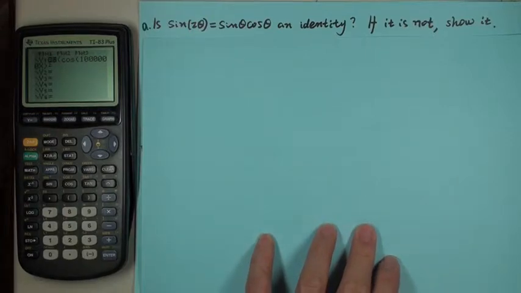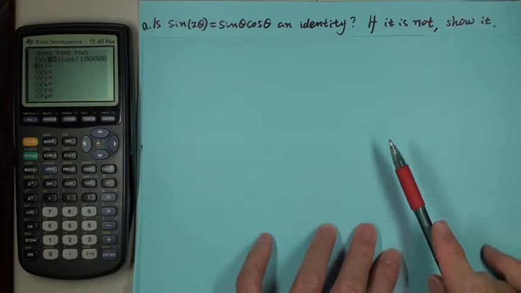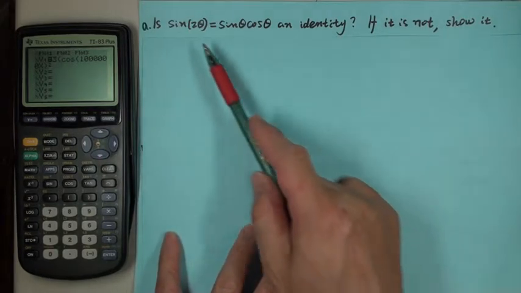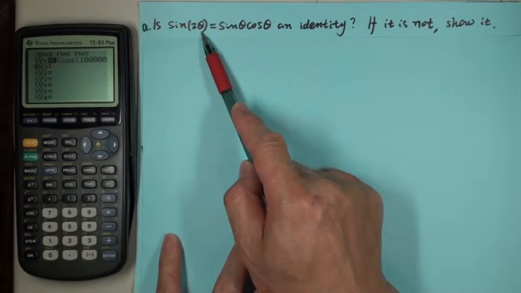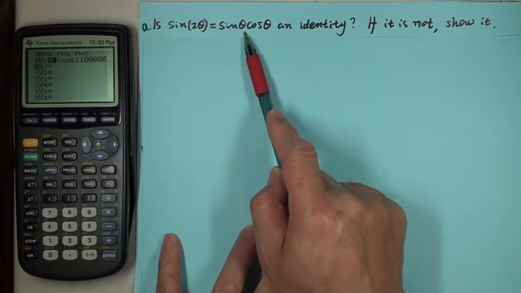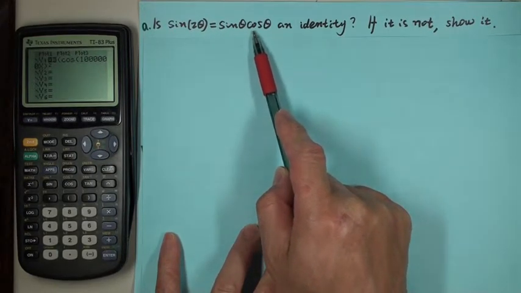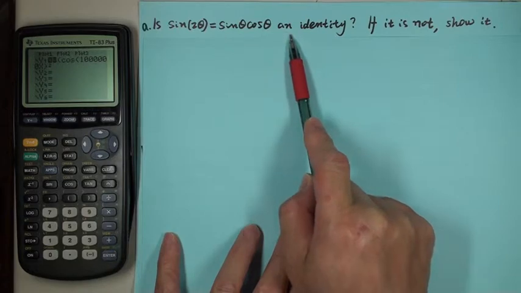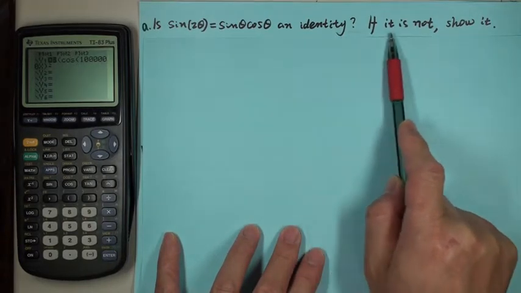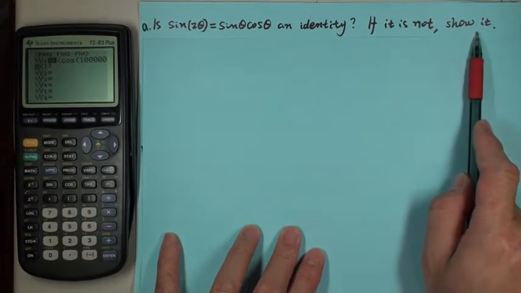In this lecture, we will look at examples. The first one says: is sine 2 theta equals sine theta times cosine theta an identity? If it is not, show it.